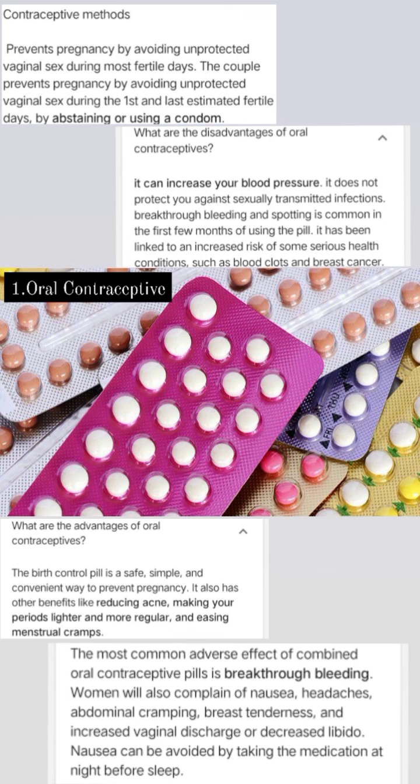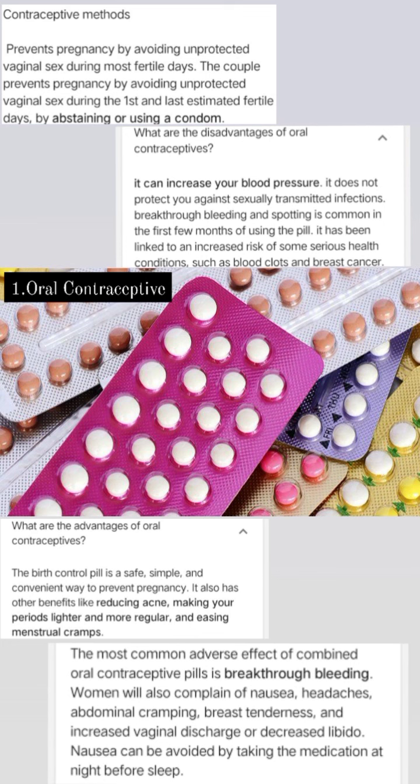It can increase your blood pressure. It does not protect you against sexually transmitted infections. Breakthrough bleeding and spotting is common in the first few months of using the pill. It has been linked to an increased risk of some serious health conditions such as blood clots and breast cancer.